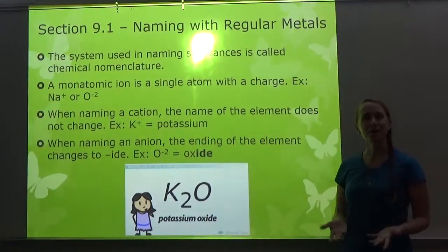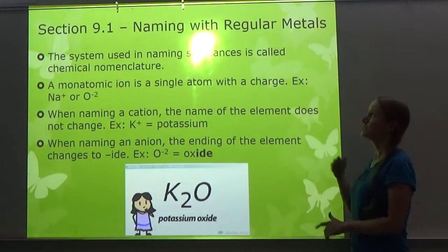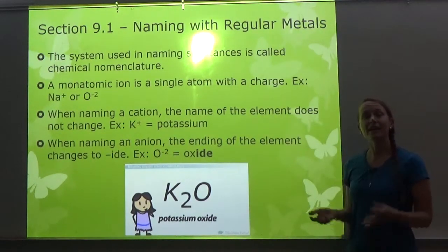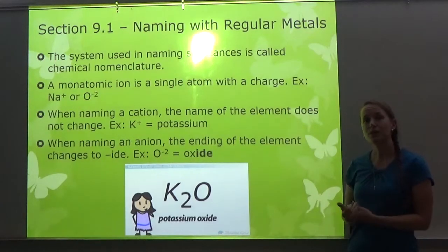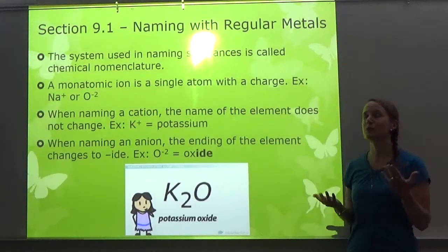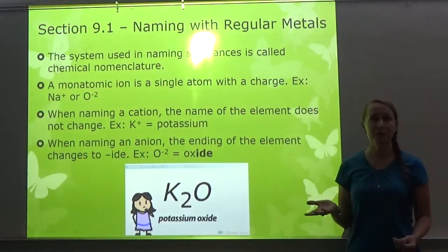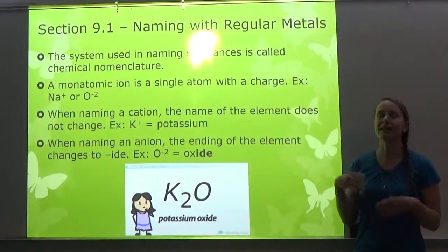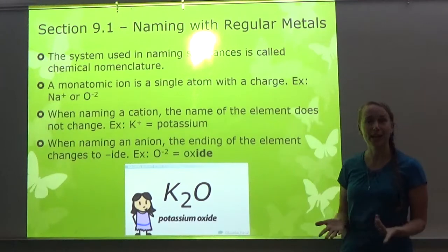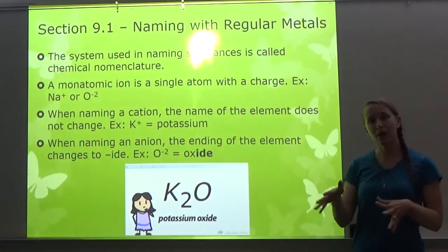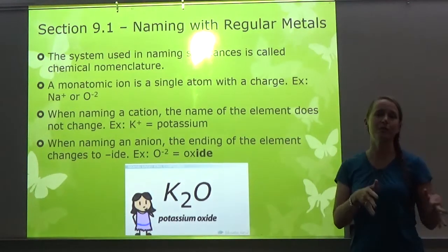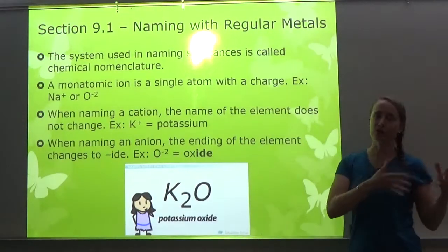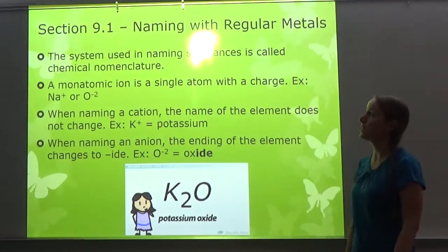Alright, so this is our Honors Chemistry lesson video for section 9.1. And I like to put 9.1 and 9.2 with chapter 7 because we learn how to name ionic compounds in 9.1 and 9.2. So we'll eventually come back to 9 and review and finish up learning how to name acids. So we'll do part of 9 with chapter 7, part of 9 with chapter 8, and then we'll do a review for chapter 9.